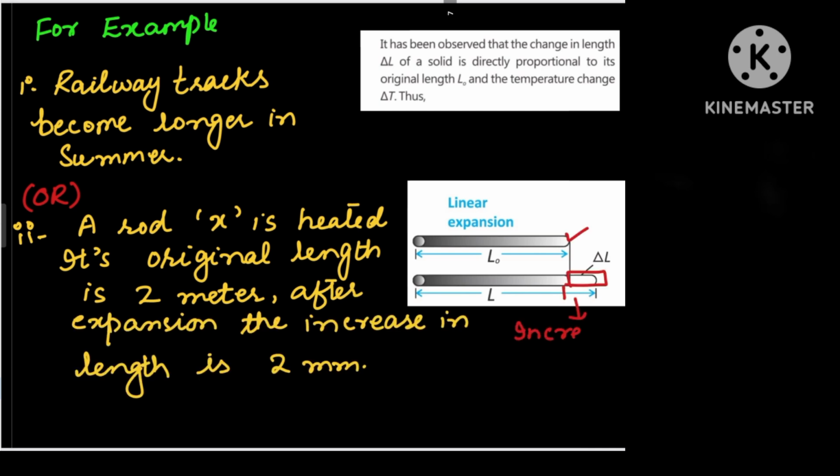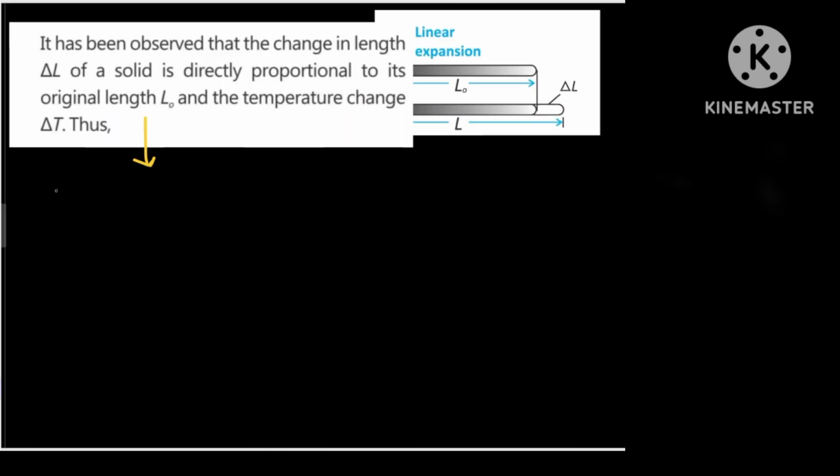L is the length of the rod at temperature T. L naught is the length of the rod at temperature T naught. It has been observed that the change in length, delta L, of a solid is directly proportional to its L naught and the delta T. What does it mean?